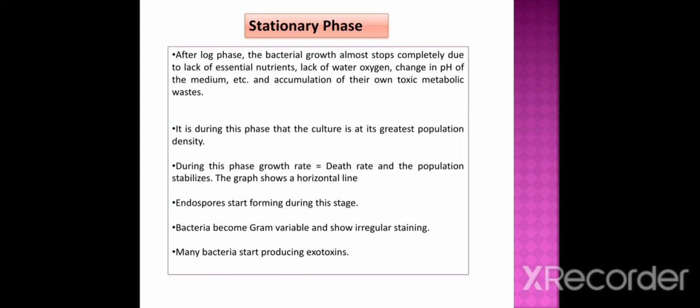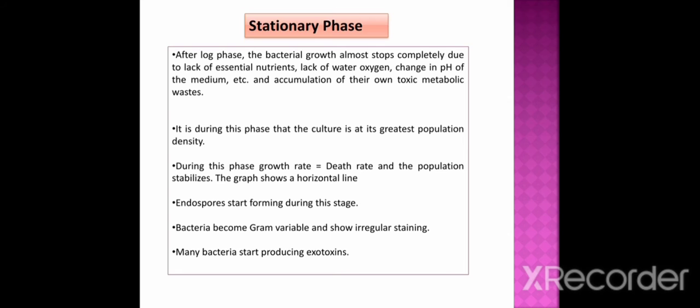Next, the stationary phase. After the log phase, the bacterial growth almost stops completely due to lack of essential nutrients, lack of water, oxygen, change in pH of the medium, etc. Also due to accumulation of their own toxic metabolites. It is during this phase that the culture is at greatest population density. During this phase, growth rate is equal to death rate and the population stabilizes. The graph shows a horizontal line.